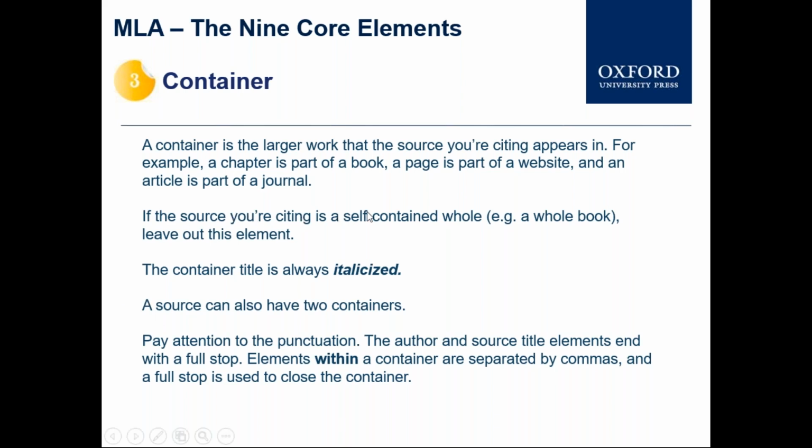If the source you're citing is a self-contained whole, that means if you're taking it from a full book, just leave out this element. You don't need to add the container. The container title is always in italics. A source can always have two containers. So you've taken some from one book and a little from another book.